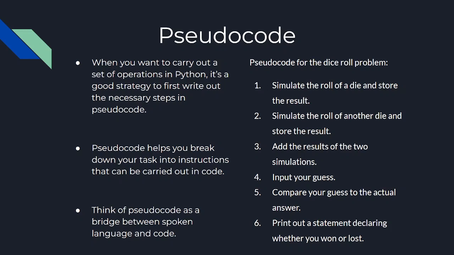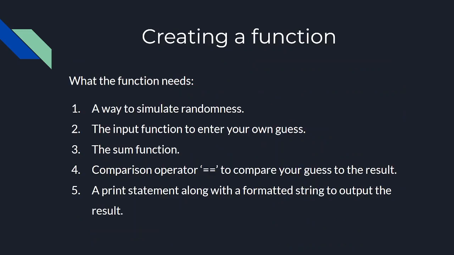Simulate the roll of a die and store the result. Simulate the roll of another die and store the result. Add the results of the two simulations. Input your guess. Compare your guess to the actual answer, and print out a statement declaring whether you won or lost.